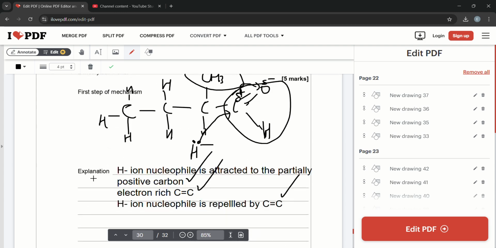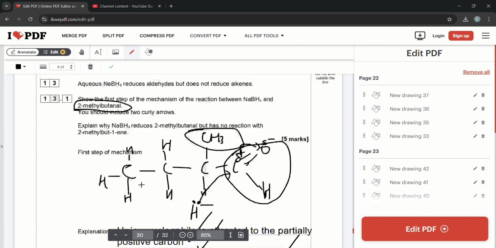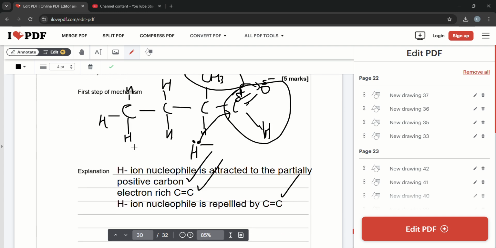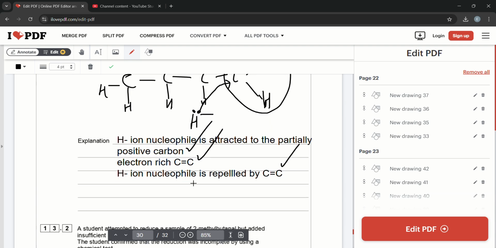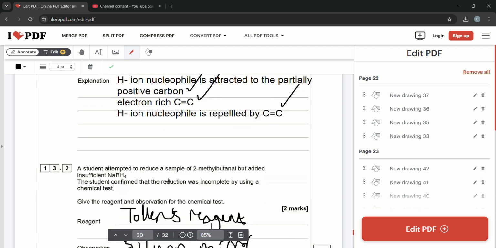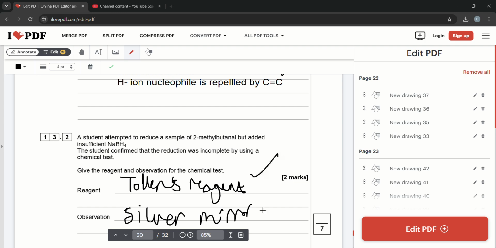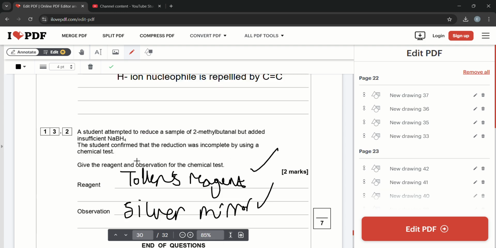Yeah, and then the explanation: the H- ion nucleophile is attracted to the partially positive carbon. However, with the electron-rich carbon double bond carbon in 2-methyl-butanol, the H- ion nucleophile is going to be repelled by the carbon double bond carbon. And in this one, with Tollens reagent, the observation is a silver mirror. And that is the end of question 13.